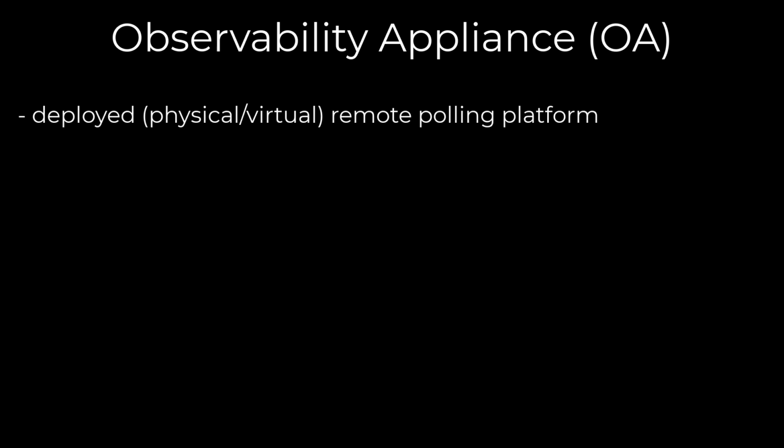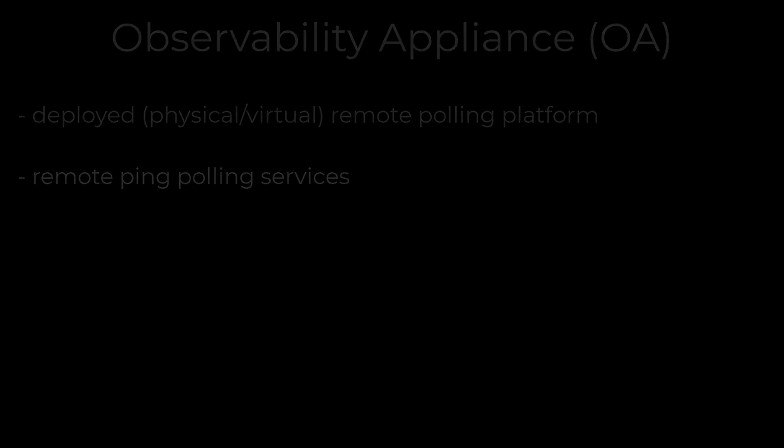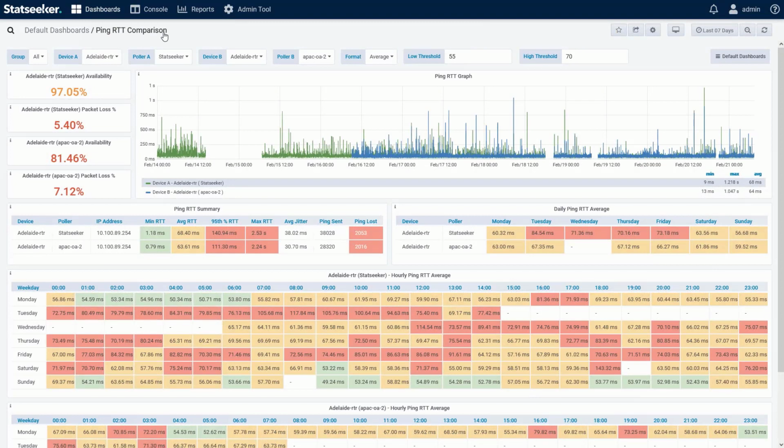The final item is the Observability Appliance, or OA. The OA is a platform which can be deployed anywhere in the network to enable remote polling from the deployed location. This enables you to provide monitoring services to areas of the network inaccessible to the Statseeker server, offering additional ping monitoring services from various locations, providing the ability to monitor reachability of critical infrastructure from multiple locations throughout the network.